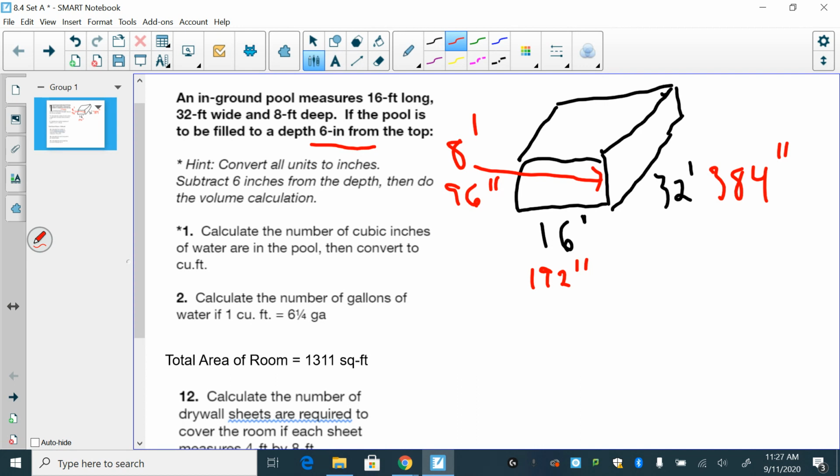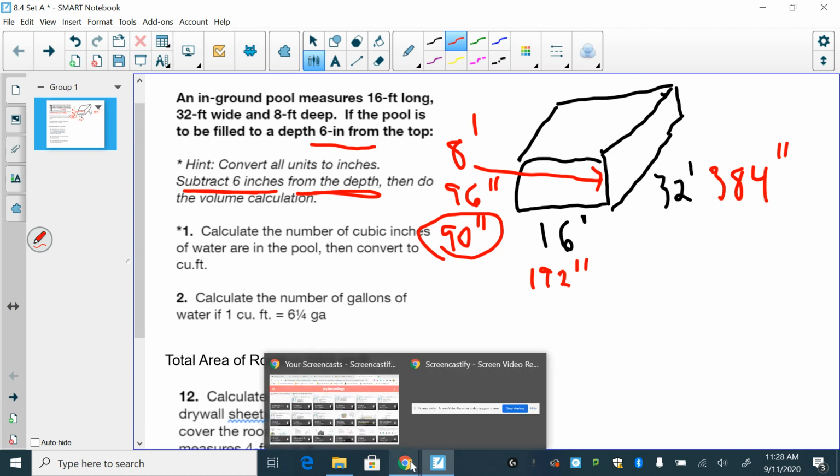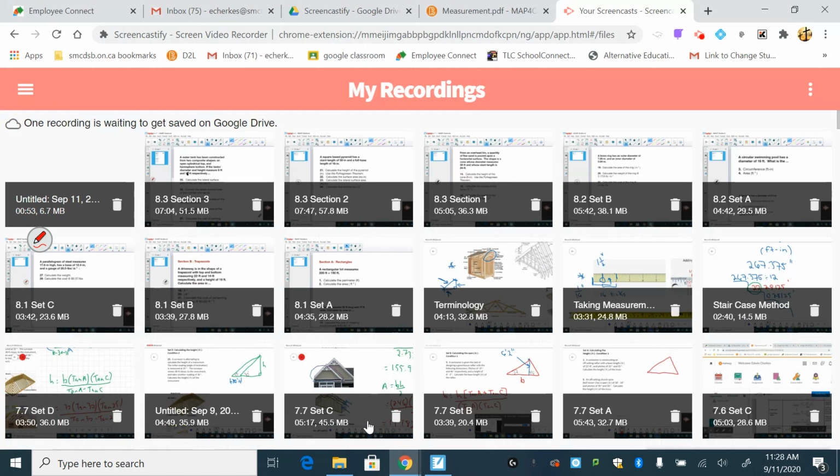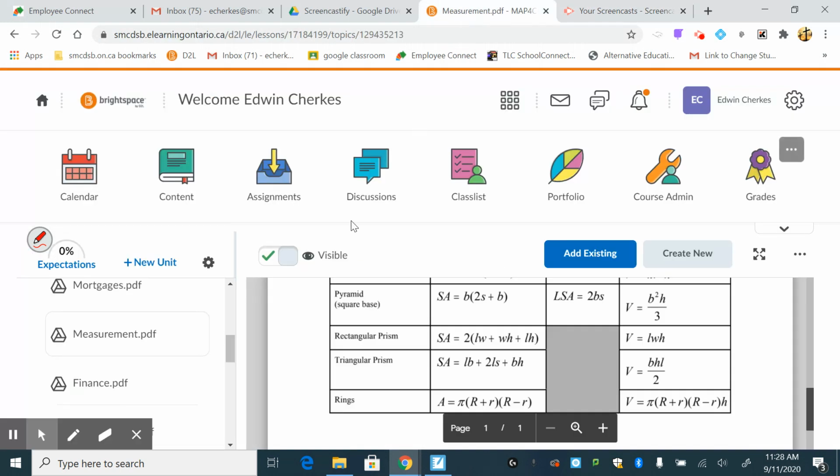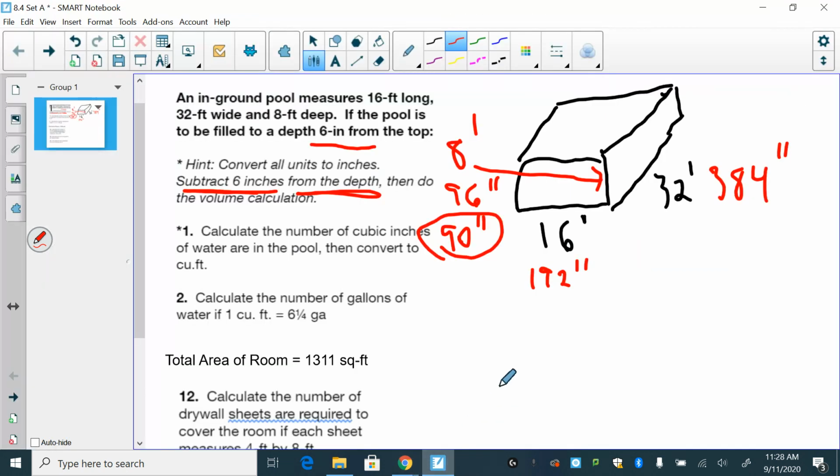But this is the key part. We have to subtract 6 inches from the depth because we're not filling it right to the top. So we're really working with 90 inches, 96 minus 6 of water being filled in there. Okay, so it says calculate the number of cubic inches of water in the pool and then convert it to cubic feet. So if you don't remember the volume formula for a prism, go to your measurement section in your formula package. Rectangular prism, volume is length times width times height, or depth.